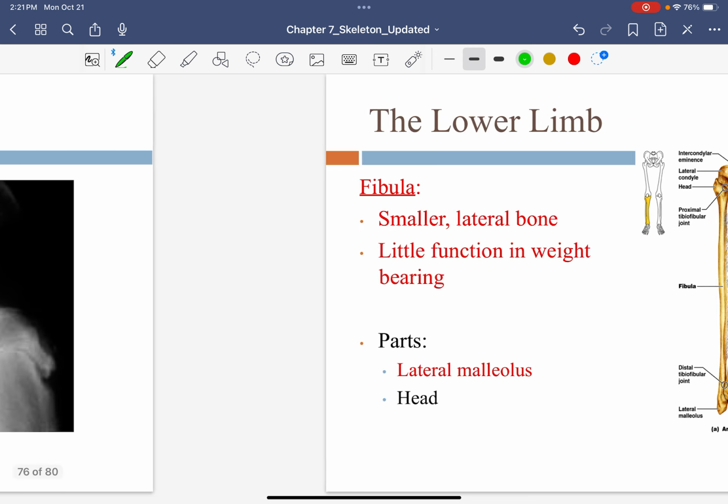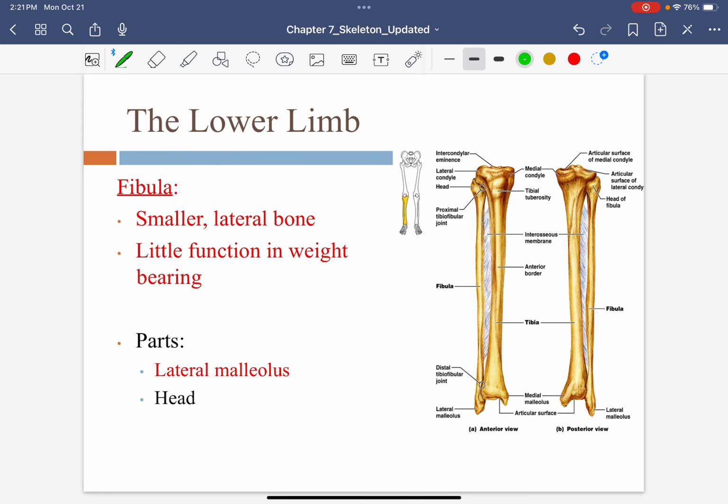Simple, simple. Don't worry about that. The fibula is the smaller bone, not so much weight-bearing. So the function of the fibula is more about acting as an attachment site for ligaments and tendons. And the lateral malleolus is on the fibula.